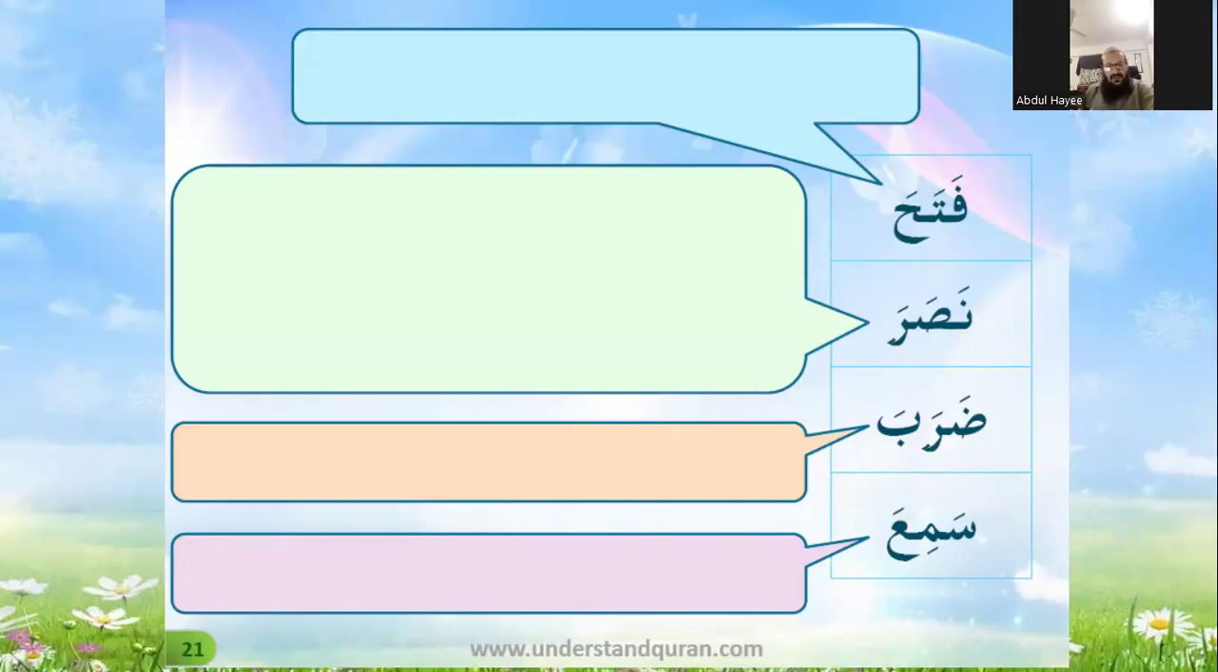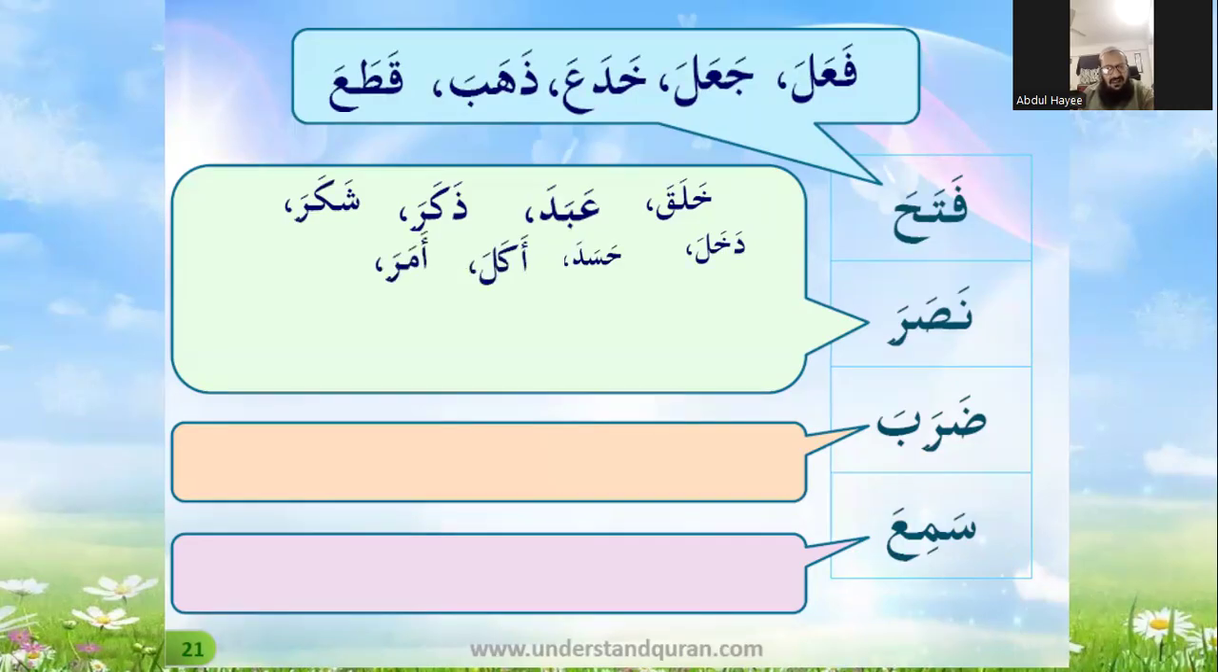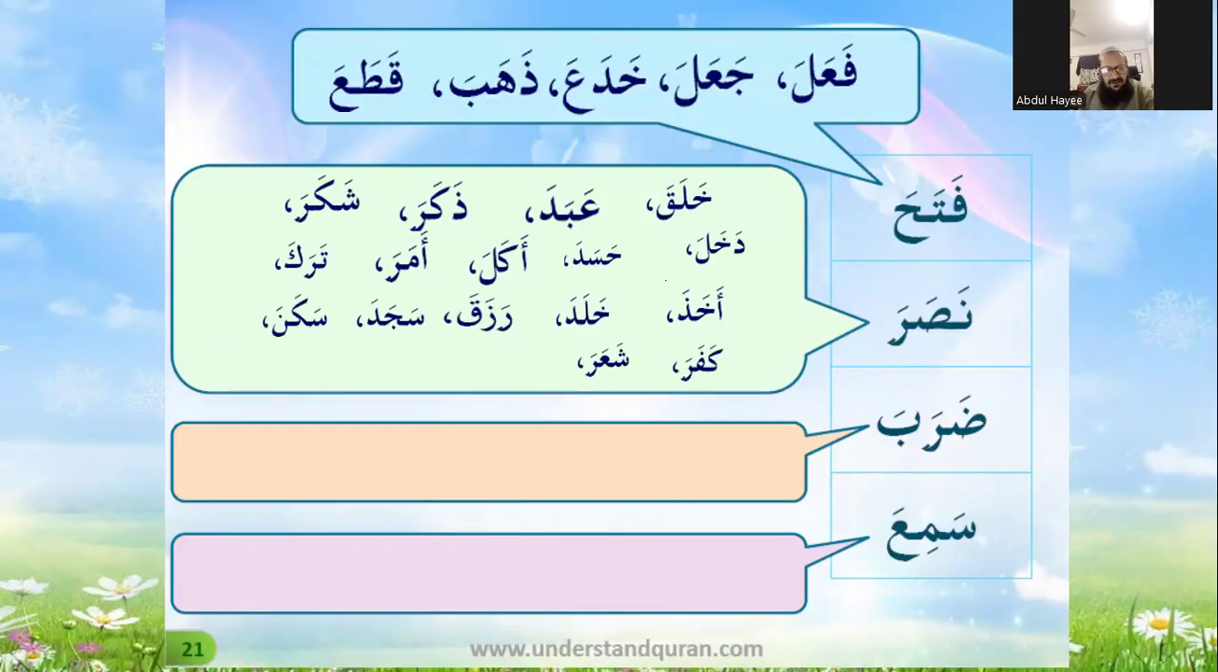Then in QC2, we revised the sound verbs. We say fataha, fa'ala, ja'ala, khada'a, zahaba, qata. They are all on the pattern of fataha. Then we said nasara, khalaqa, abada, zakara, shakara, dakhala, hasada, akala, amara, taraka, akhaza, khalada, razaka, sajada, sakana, kafara, sha'ara, sadaka, fasaka. They are all on the pattern of nasara.